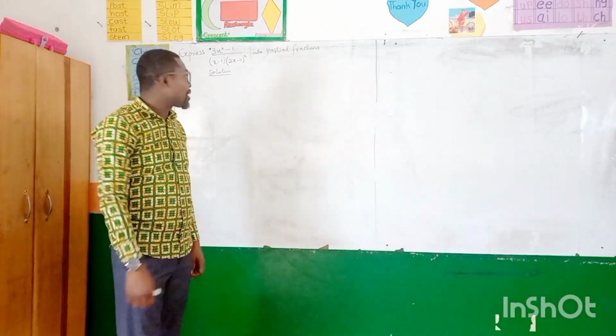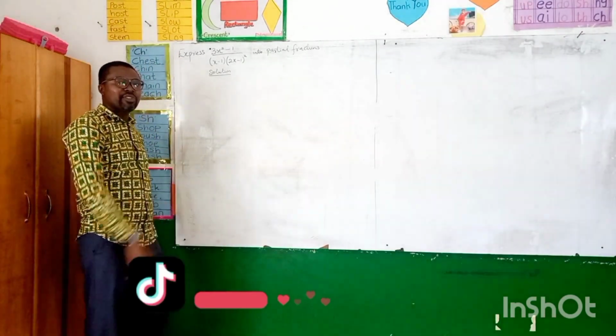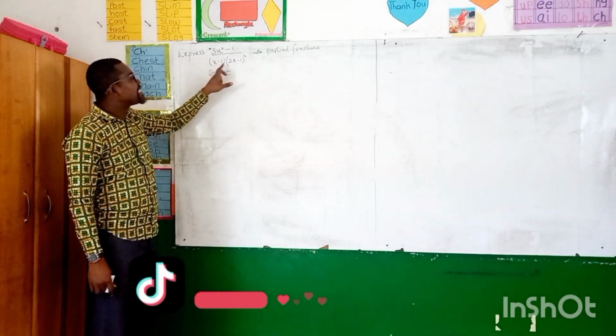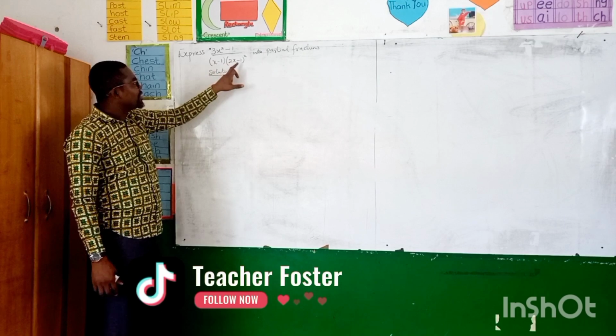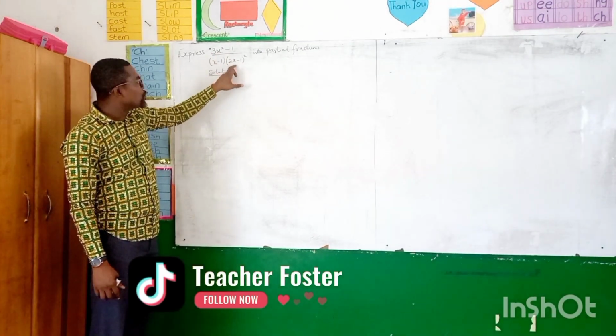Today we are looking at another question on partial fractions. Like I said in my previous videos, to tackle any partial fraction question, you need to look at the nature of the denominator. Now look at the nature of the denominator. This is repeating, linear is repeating. So we need to work on that.